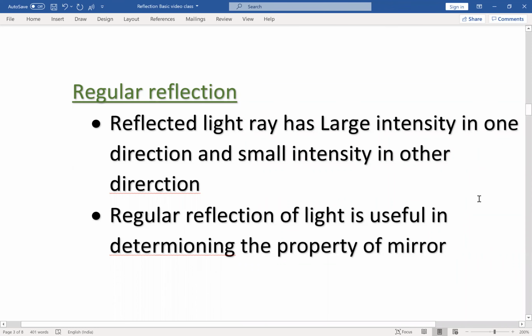See what happens in the case of regular reflection. The reflected light ray has large intensity in one particular direction, and in all other directions the reflected intensity is very, very small. This helps you determine the properties of a mirror. If the reflection is good in one proper direction, then the mirror will be useful for producing proper images.